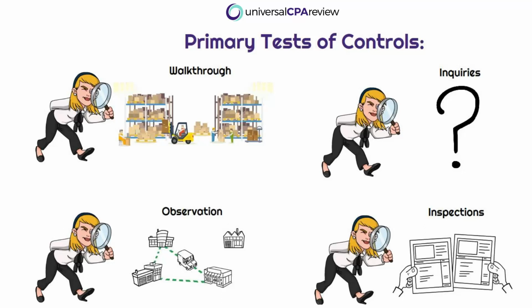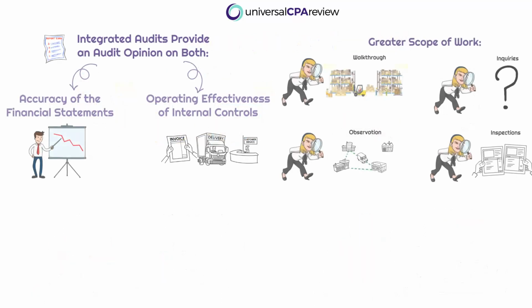Okay, so taking a step back now and thinking about what the auditor is actually doing here. The auditor's work in an integrated audit will have a greater scope than a standard financial statement audit. And that makes sense because they're going to have to perform more procedures to obtain sufficient appropriate evidence. They're now doing more work. They're going to now be auditing the financial statements plus auditing the overall operating effectiveness of internal controls. Okay, so something to keep in mind there as well.